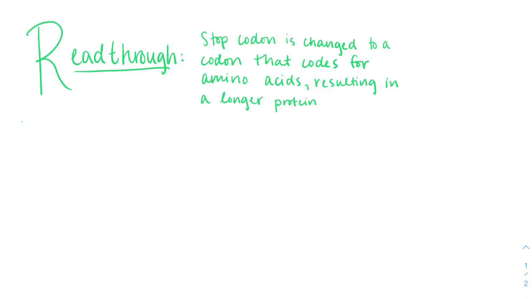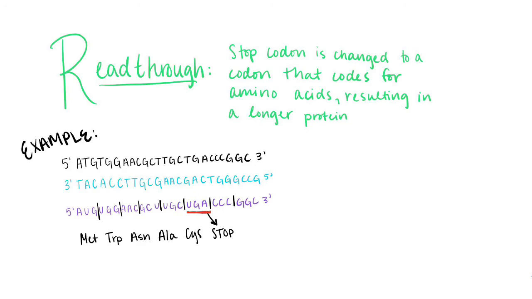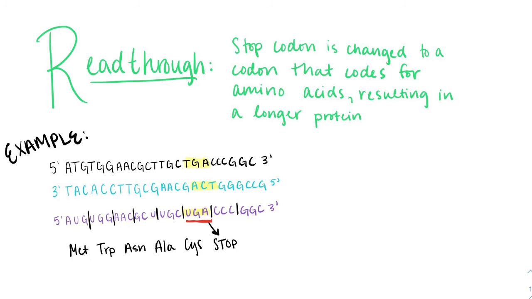A read-through is basically the opposite of nonsense. A stop codon changes to an amino acid, and this causes a longer protein to be coded. If you remember, our original coding strand had a stop codon almost in the middle, at TGA coding for UGA. A read-through mutation at this location would allow for us to code the rest of the remaining amino acids.